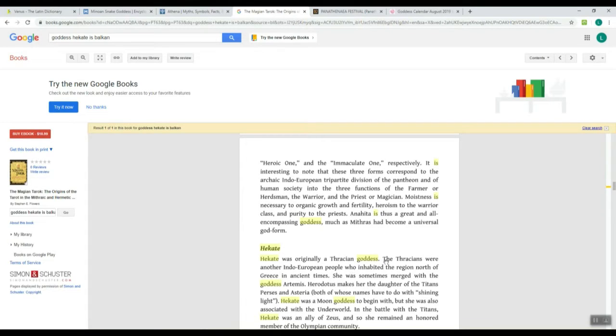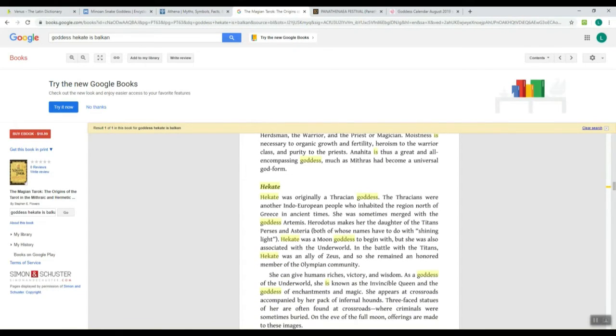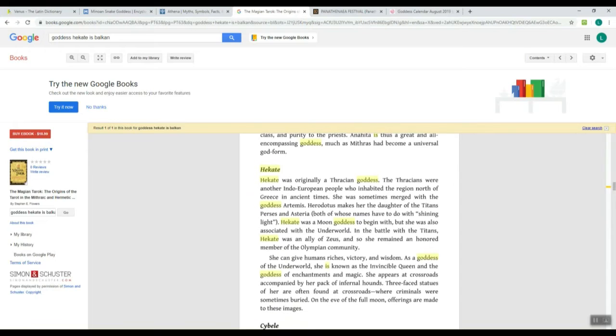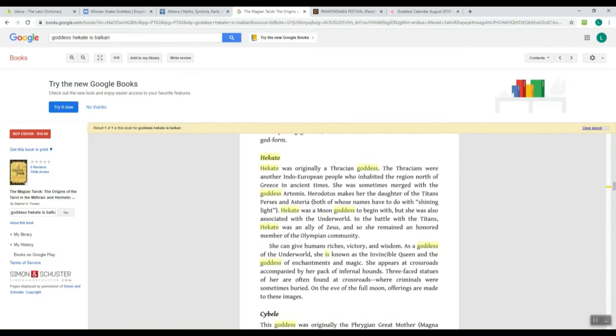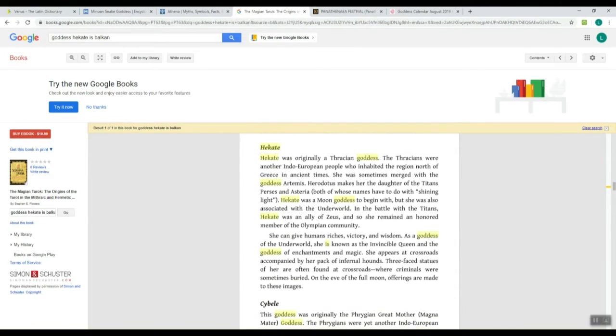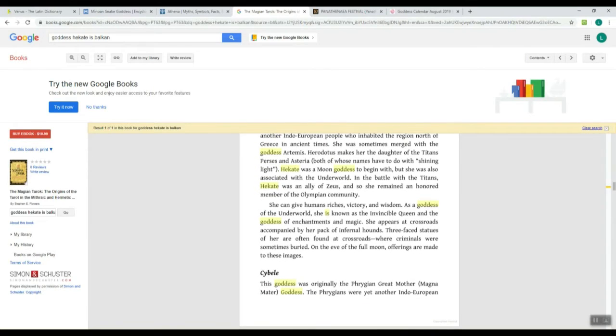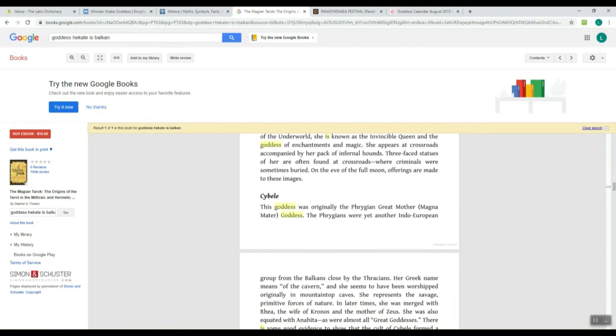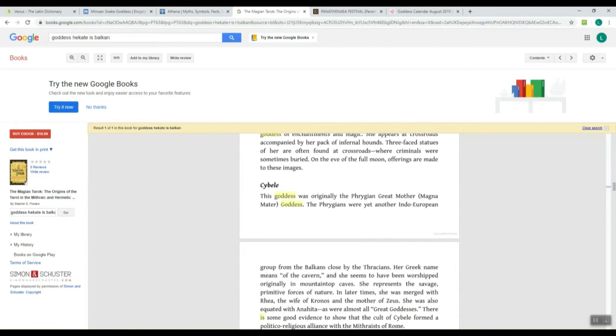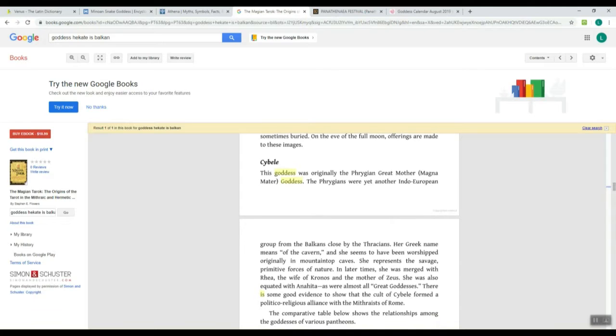Look at that, Thracian goddess. The Thracians were another Indo-European tribe, and she is the goddess. Okay, so it is not Hurrian. I'm so glad they admitted that it's this. She deals with the underworld, the invincible queen, and enchantments and magic. Sybil, also the Kibble, Phrygian great mother, also coming through the Balkans.